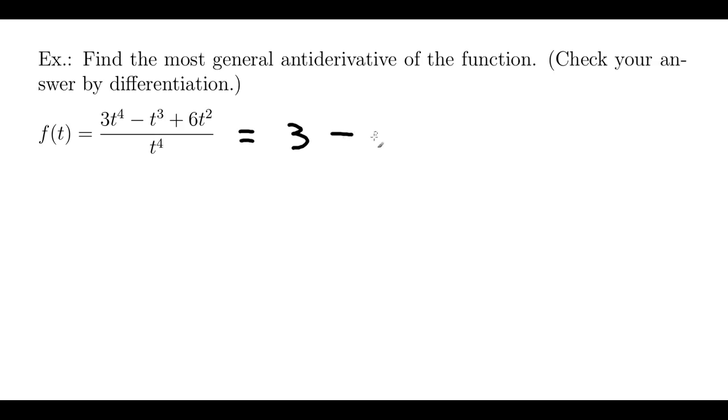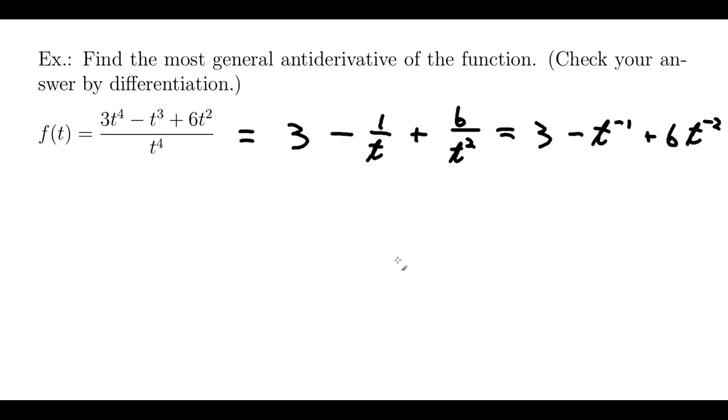1 over t plus 6 over t squared, which we can also write, different things are good for different purposes. This is also 3 minus t to the negative first plus 6t to the negative second. So we have those two forms to look at. Now when we try to find the antiderivative of this, we say, okay, our first term is 3, that's a constant. Our variable is t, so the antiderivative would be 3 times t.